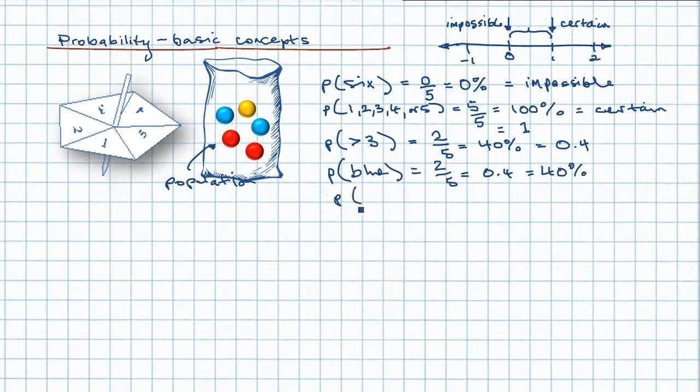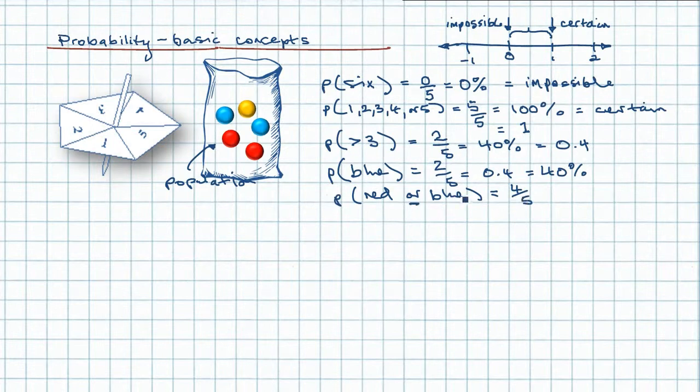Let's do one more. Let's say the probability of getting red or blue. And that's going to be 4, because we're talking about 4 counters out of our population of 5, so it's going to be 4 out of 5. Very obvious. The only thing to note here, though, is that we've got this OR.